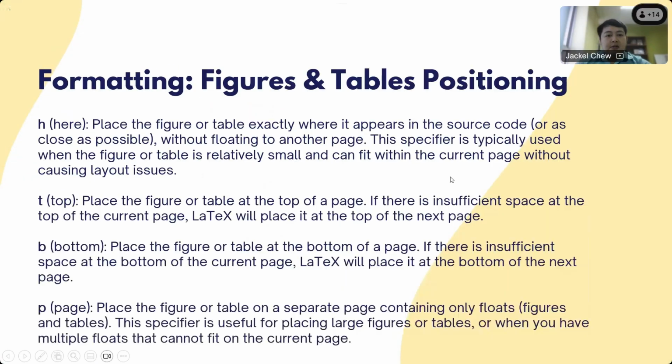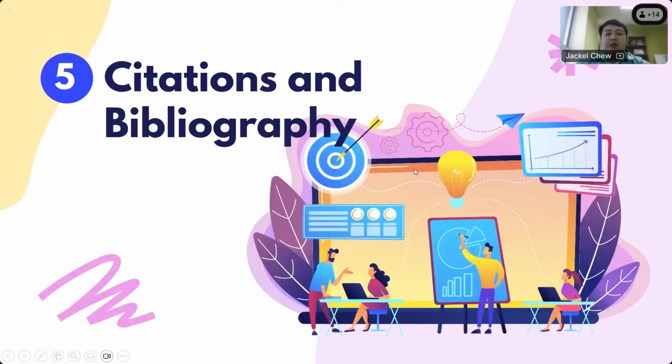Okay, so citation and bibliography. This is one of the best things about using LaTeX, where you can automatically cite papers, and the bibliography can follow any reference style that you want. For UMS, the reference style is APA format. I hope that you know what APA format is. I will show the details.